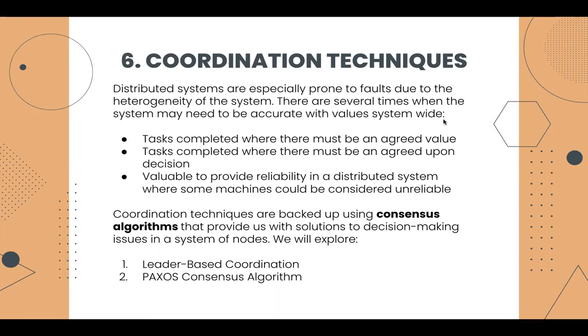Coordination techniques are backed up with consensus algorithms that provide us with solutions to these decision-making issues in a system of nodes. As we will discover, when a system of nodes grows larger in terms of nodes, the decision-making issues become harder and the solutions to them also become increasingly difficult. As a result, we will explore both leader-based coordination and the Paxos consensus algorithm.